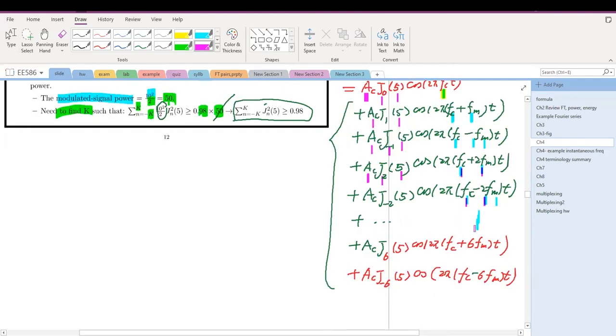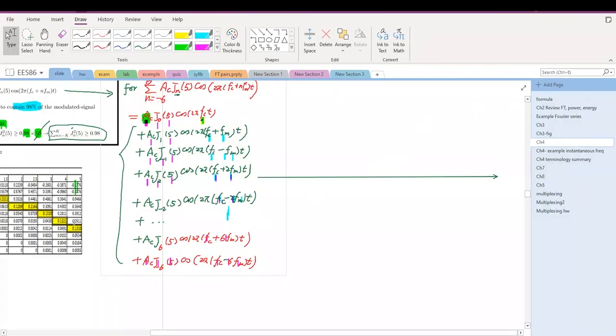The last two frequencies are FC plus 6 FM. The magnitude is AC J6,5. And the last frequency is FC minus 6 FM. Next, let's look at the spectrum. For frequency at FC, the magnitude AC J0,5.